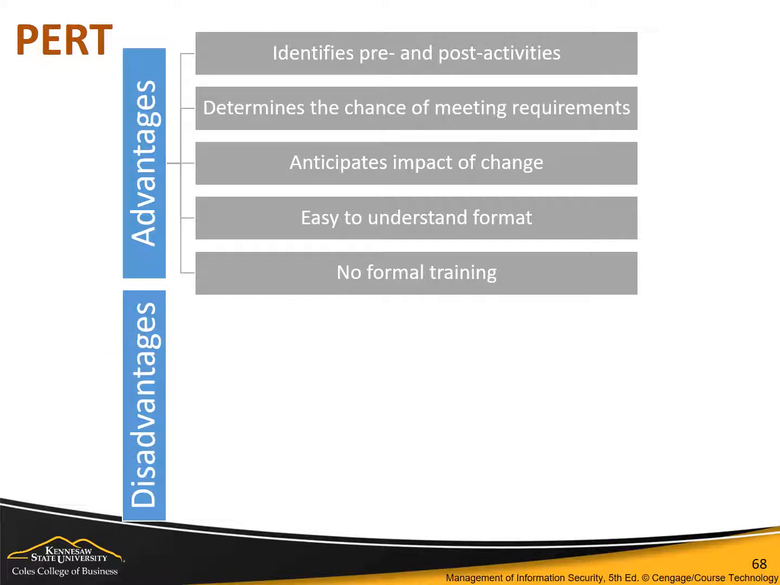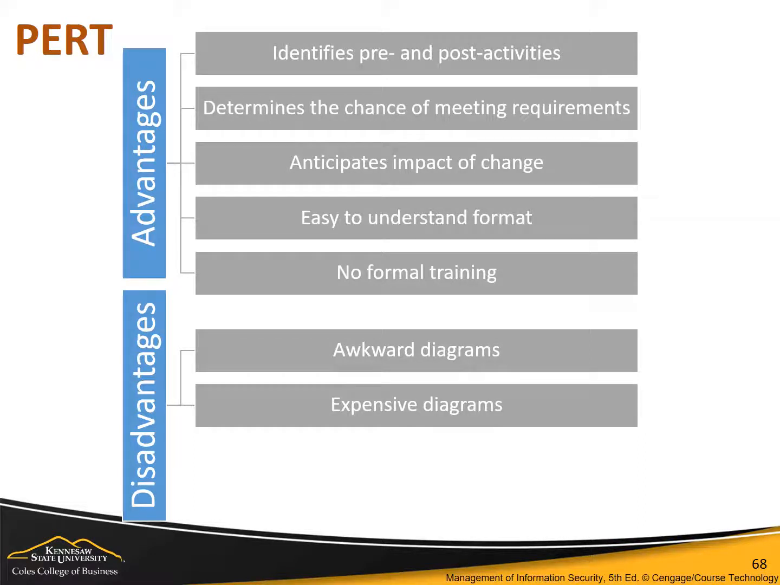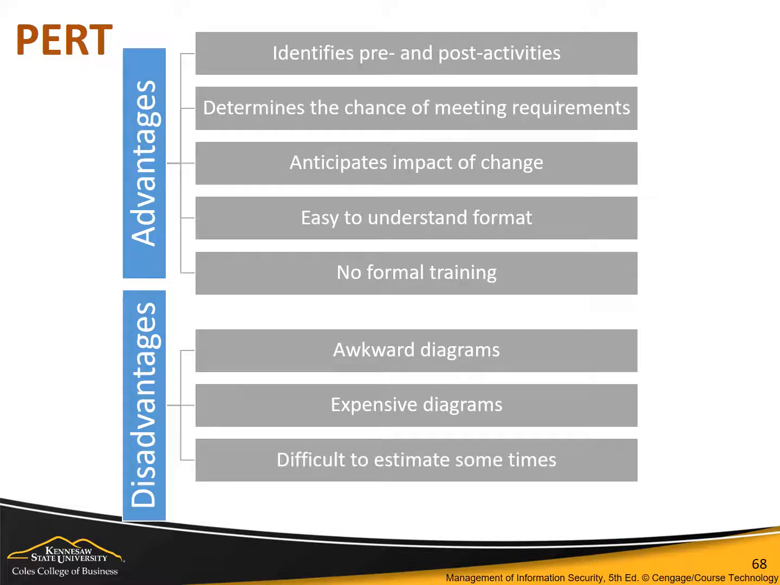PERT isn't without its disadvantages, however. Diagrams in PERT can become awkward and cumbersome, especially in very large projects. Diagrams can become expensive to develop and maintain due to the complexities of some project development processes. It can be difficult to place an accurate time to complete on some tasks, especially in the initial construction of a project. Inaccurate estimates can invalidate any close critical path calculations and call into question the credibility of the entire plan. PERT has its flaws, but it's an excellent tool to use for large project planning.